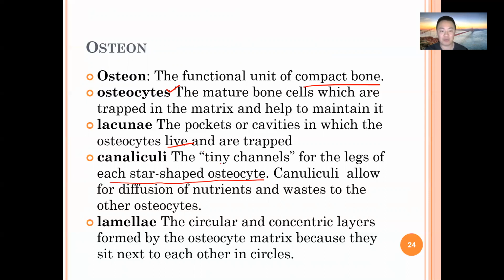And the canaliculi allow for the diffusion of nutrients and waste to other osteocytes because the bony matrix is so thick and dense with calcium and mineral deposits and everything. It's very difficult for nutrients to just diffuse its way through the bone. So you need these canals to allow blood vessels to travel through so it can nourish all the different bone cells, osteocytes, osteoblasts, and osteoclasts that are in there. Now, lamellae here, these are the circular and concentric layers formed by the osteocyte matrix because they sit next to each other in circles.